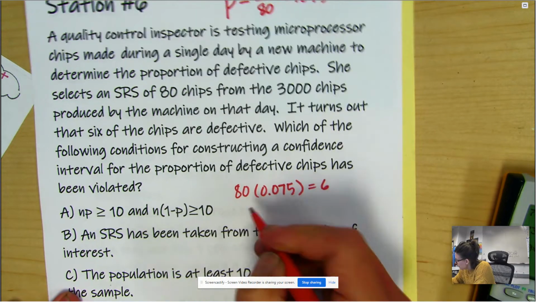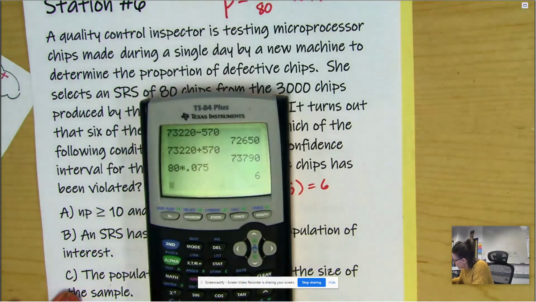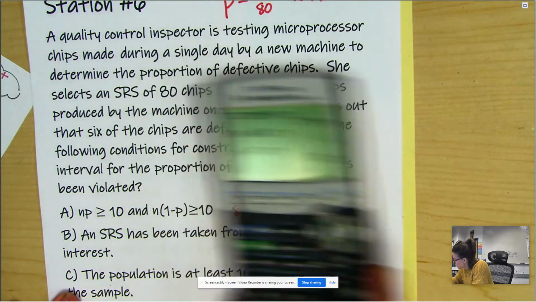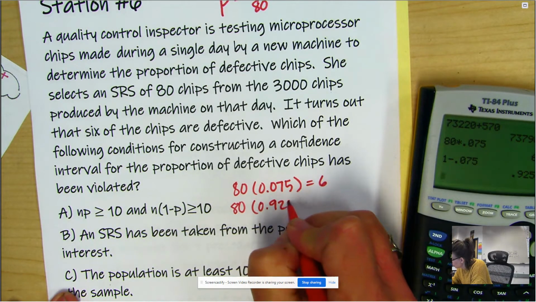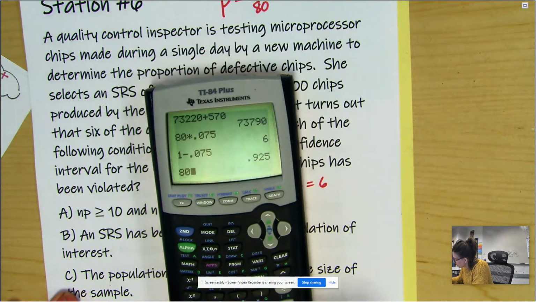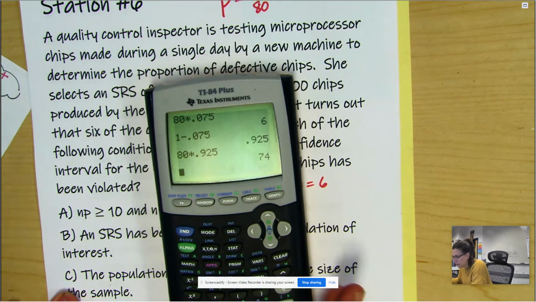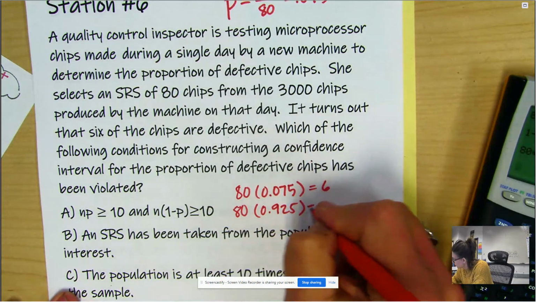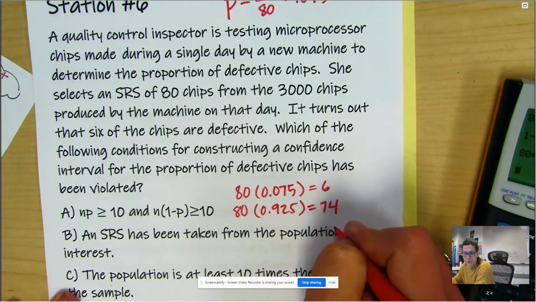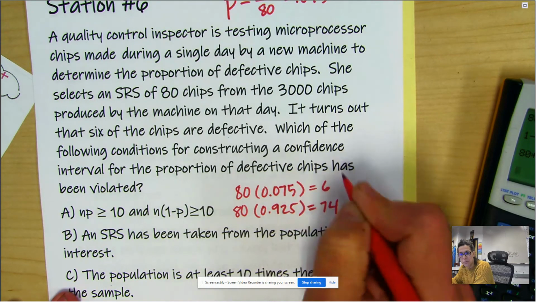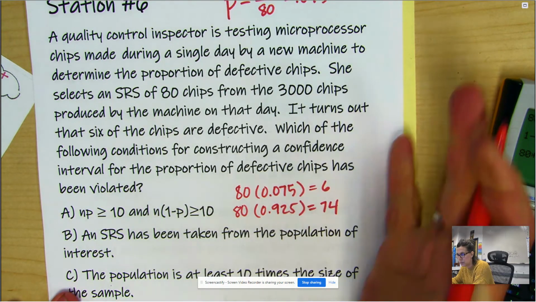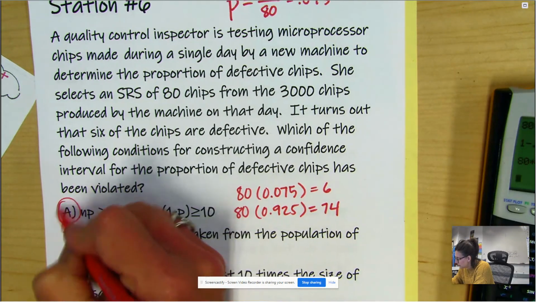The other way is going to be fine, right? 1 minus 0.075, so we go 80 times 0.925. That's plenty. That's way more than 10. So you just don't have enough because it's such a low chance that they're defective. Your sample might not be able to show normal distribution because it's so low and there's so much variability in sampling. So this is the issue right here.